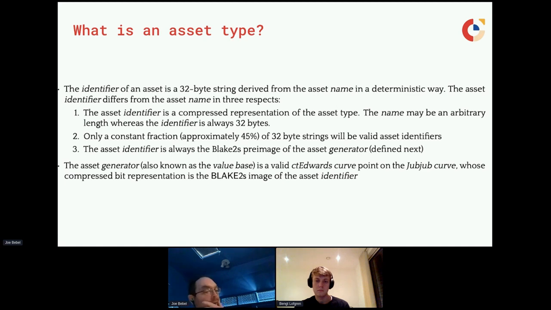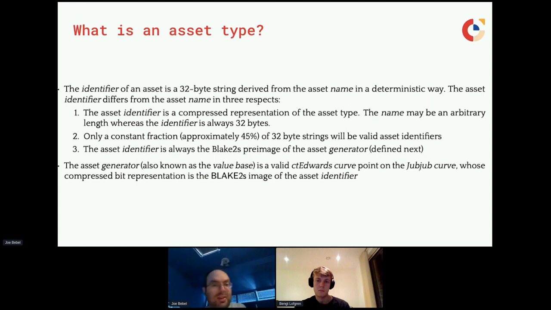So not every output of a Blake2s hash is a valid curve point on the Jubjub curve. And so this is why not every asset identifier is going to work. Some asset identifiers are just not valid, because when you take the Blake2s hash of them, you don't get a good asset generator. And we don't want to do extra work in the circuit to handle these invalid cases. We just want to reject them. And so it's the responsibility outside of the circuit to ensure that only good asset identifiers are used.